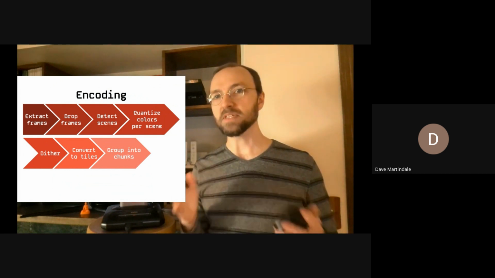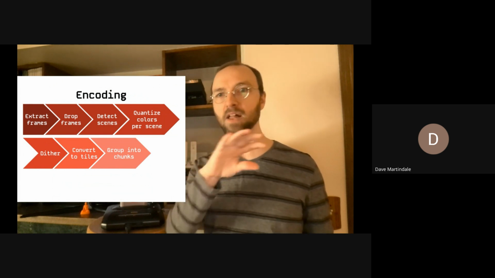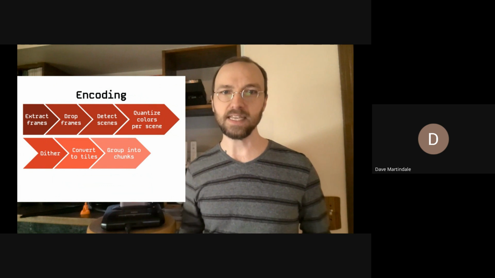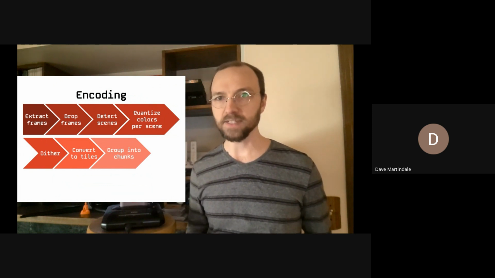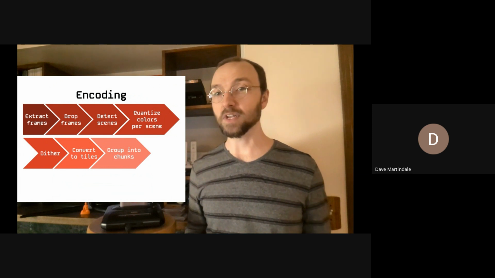You break the frames up into scenes and then you say this scene gets this optimal palette for all of the frames that comprise that scene. We're just using FFmpeg standard scene detection. We're not really tuning it very much. And we're also letting FFmpeg pick those colors that are optimal for that sequence of frames.